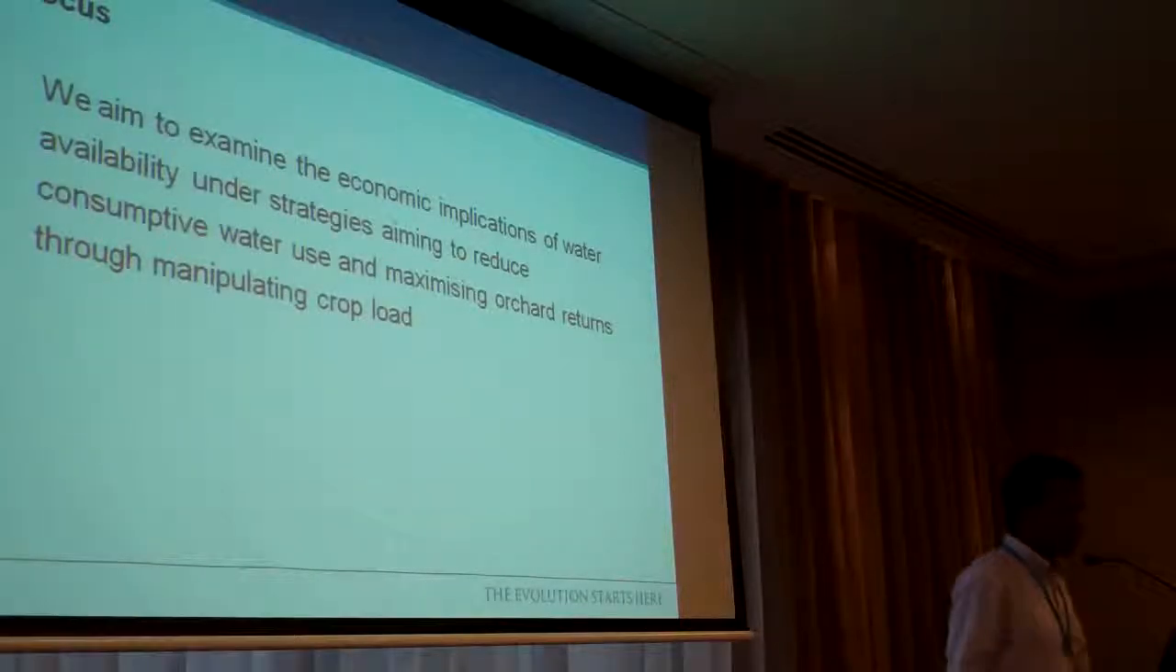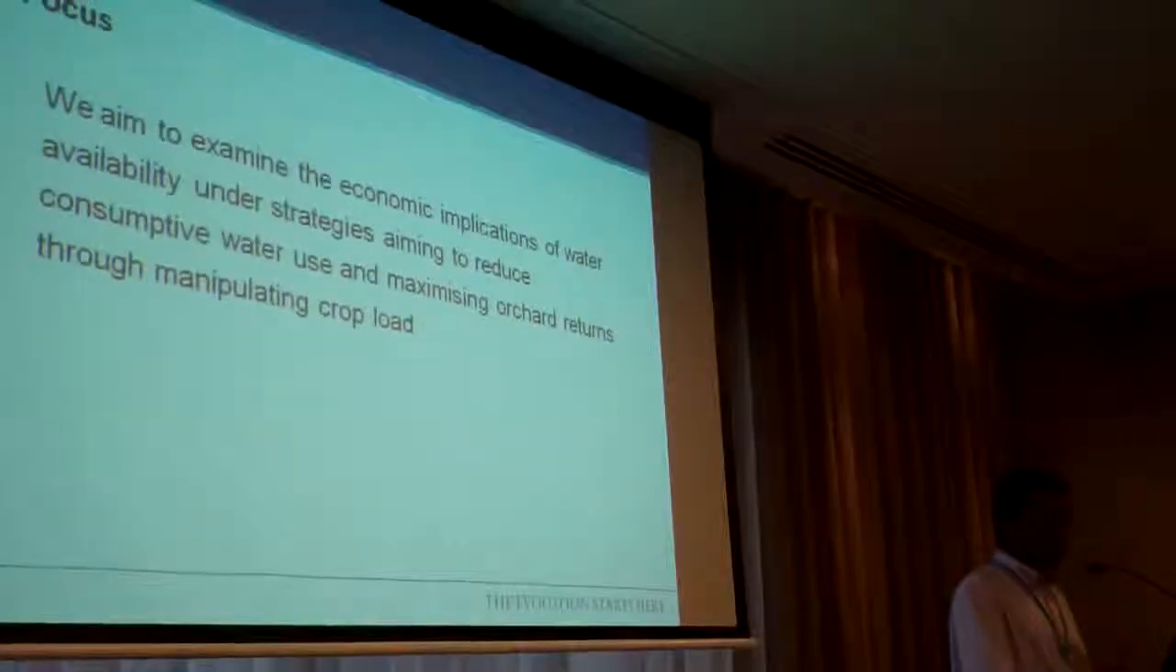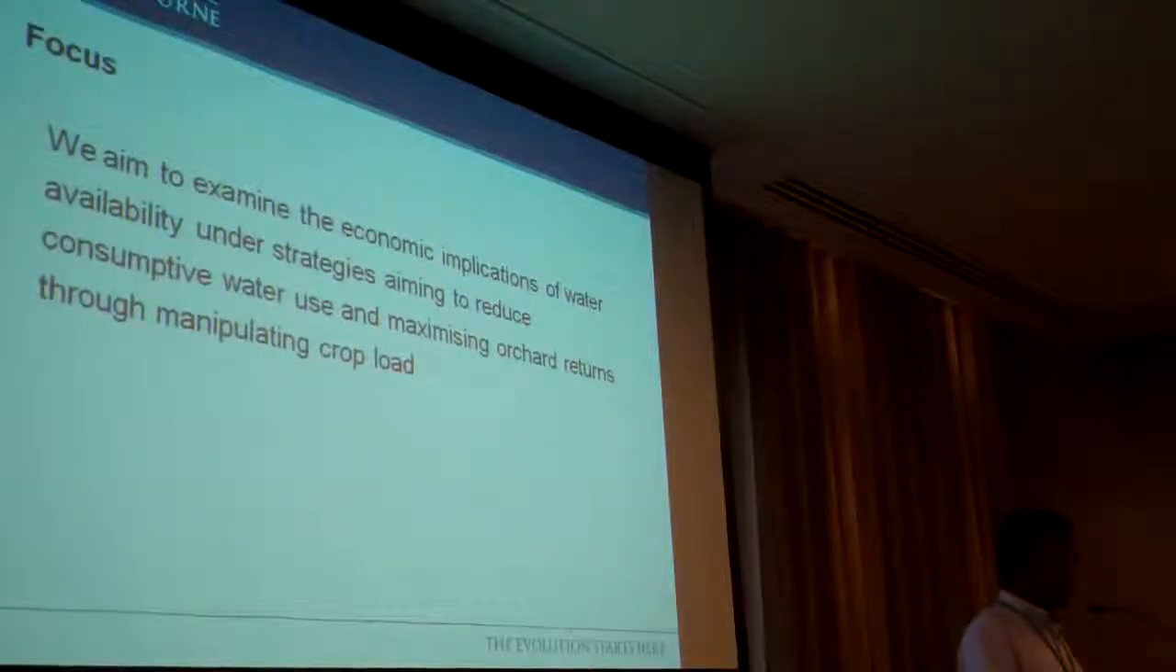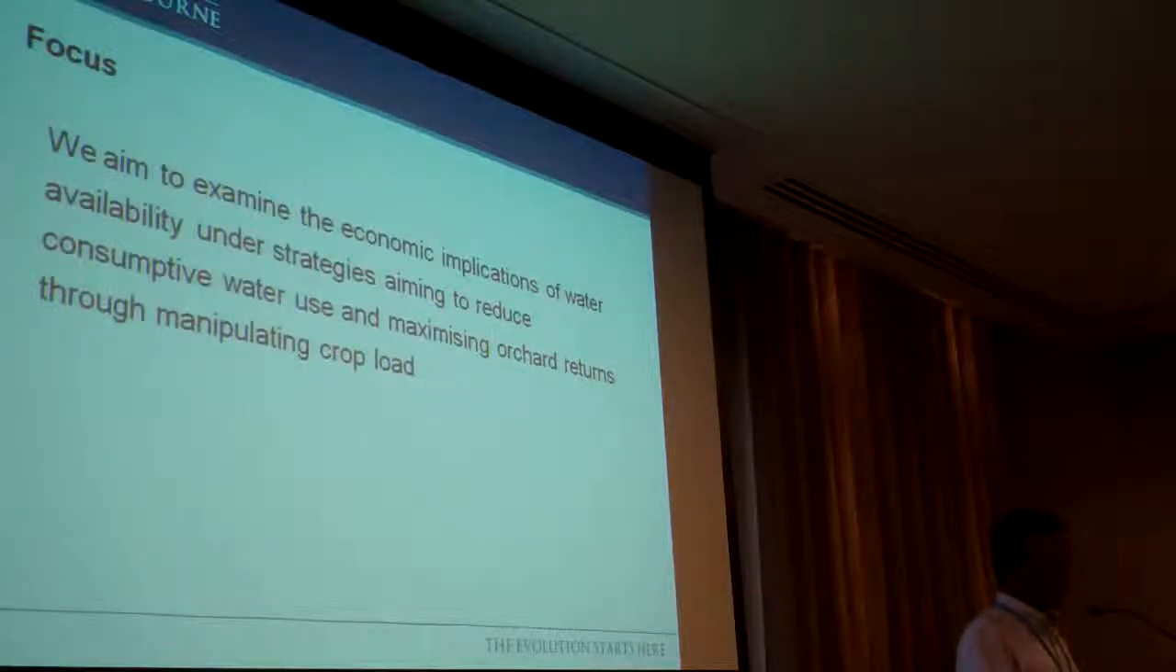So we aim to examine the economic implications of water availability under strategies aiming to reduce consumptive water use and maximize water return through manipulating the crop load. Crop load means the number of fruits on the tree. So we're trying to use two technologies in combination. One is manipulating the crop load through thinning, and another one is applying a reduced amount of irrigation water at certain times of the irrigation season.